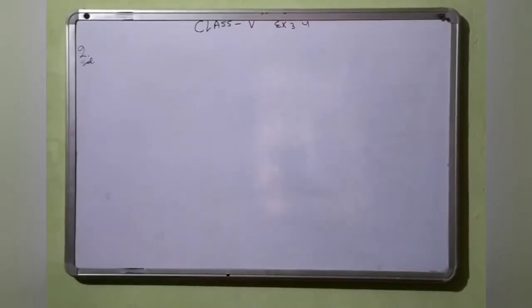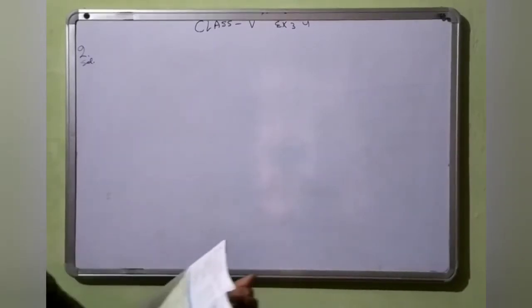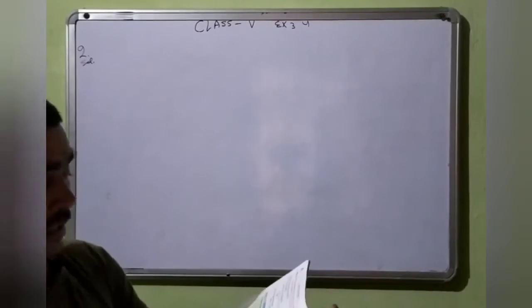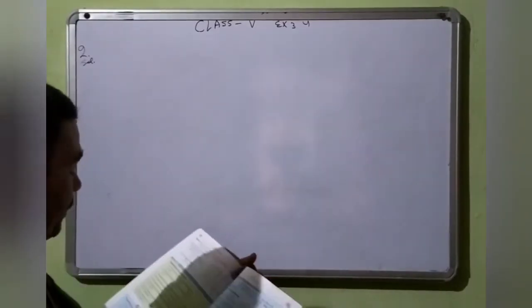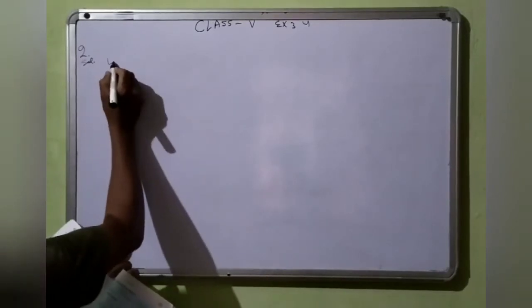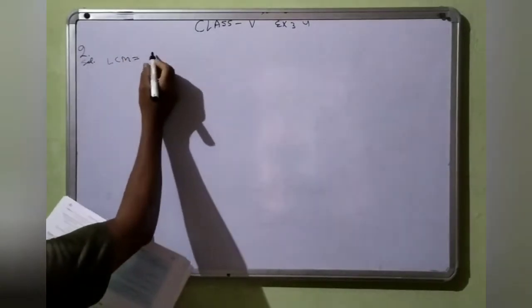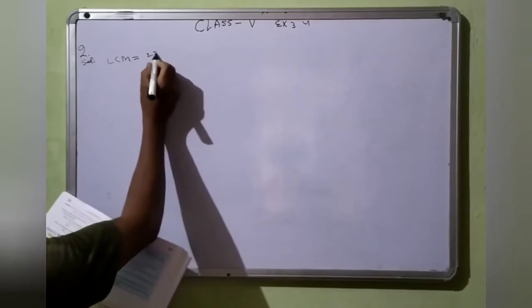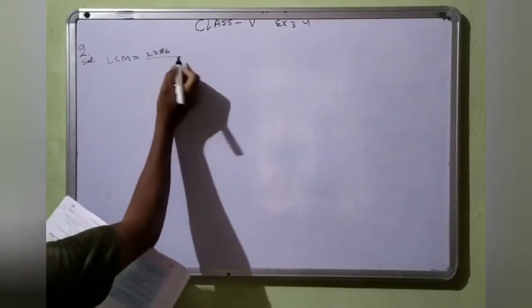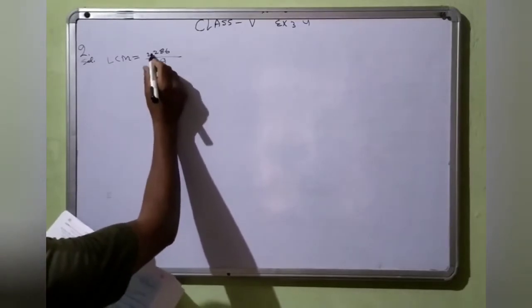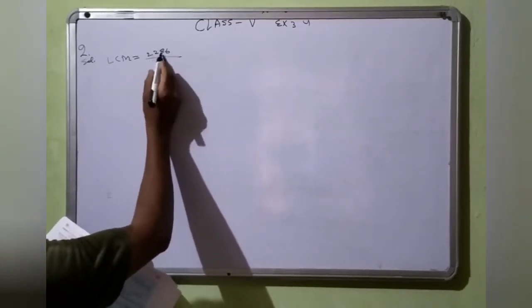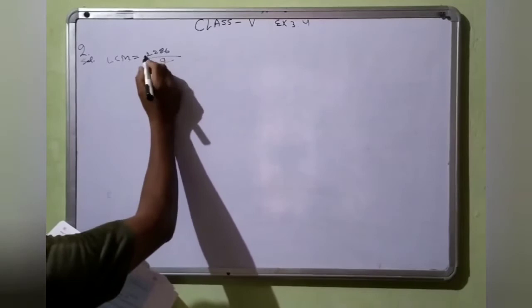Now exercise number 3.4. Question 1 is an MCQ. Second question: the product of two numbers is 2286. If their HCF is 9, then find their LCM. So LCM is equal to the product of the numbers, 2286, upon 9.